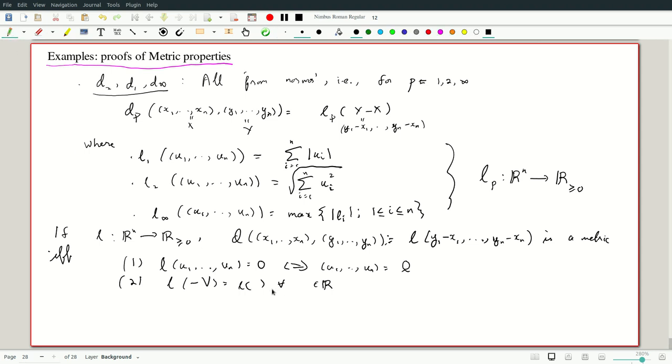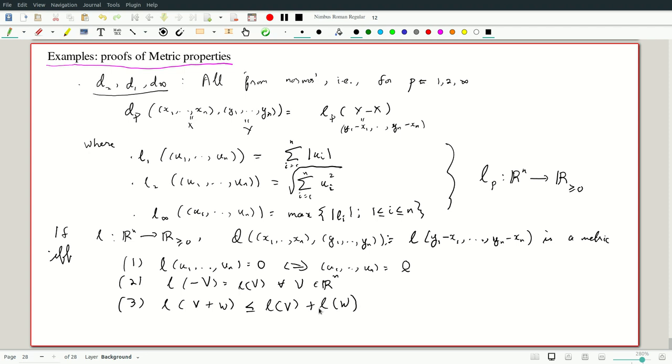So for the vector V, L of minus V is L of V. It has to be symmetric. That's why we had to take the absolute values. It has to be non-negative for all V in Rn. And the third property is the translation of the triangle inequality. That says that if I look at vectors V and W, L of V plus W is less than or equal to L of V plus L of W.